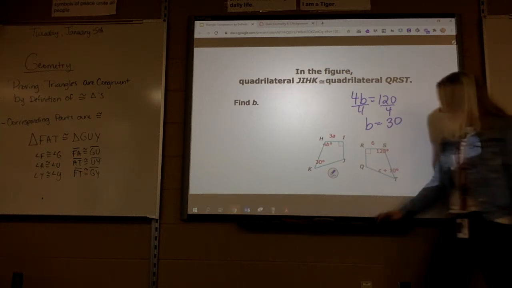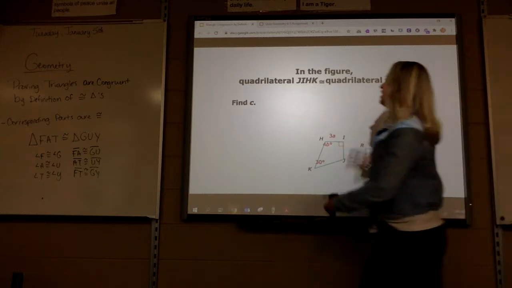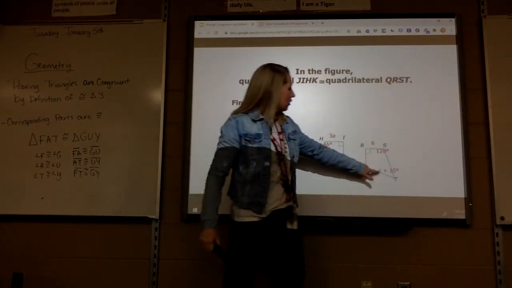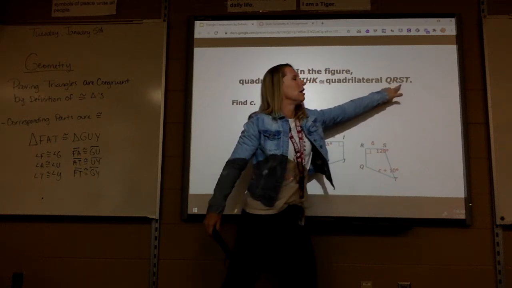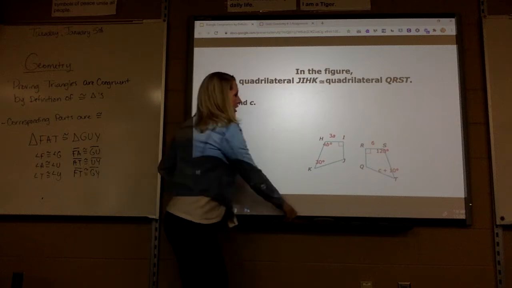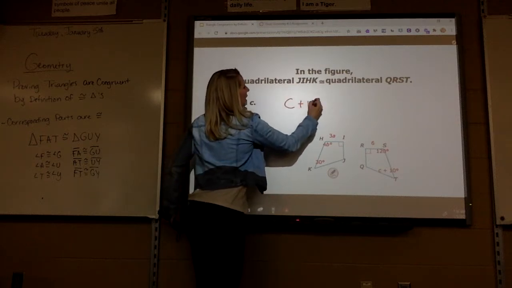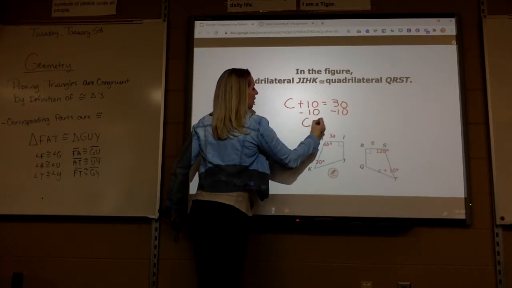Okay, and then last but not least, let's find C. So C is where angle T is, and T is the last letter. So that would be congruent to K, which is 30. So C plus 10 equals 30. What would C be? 20.